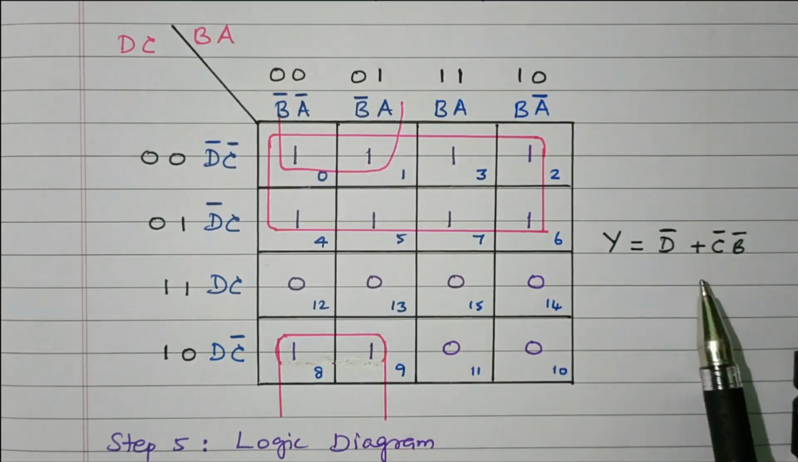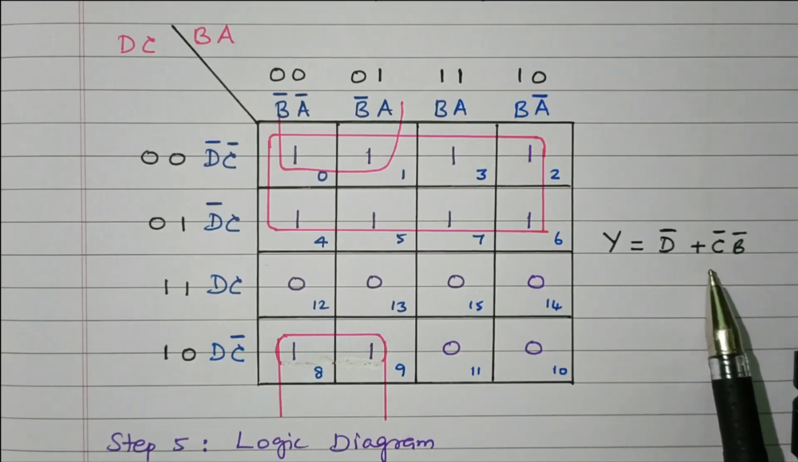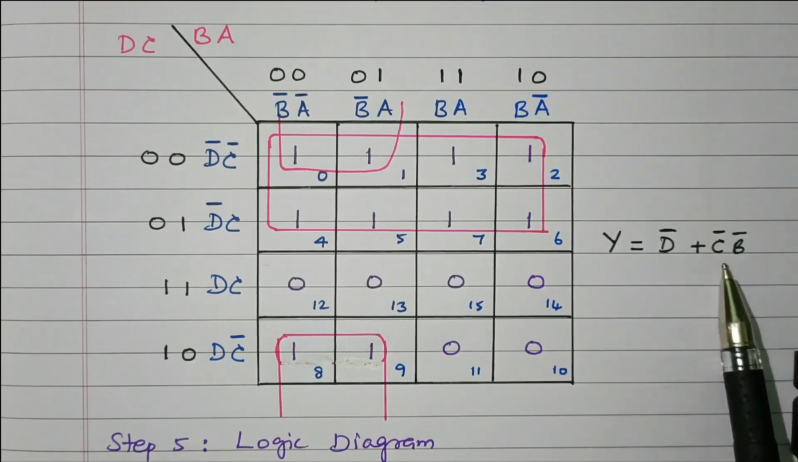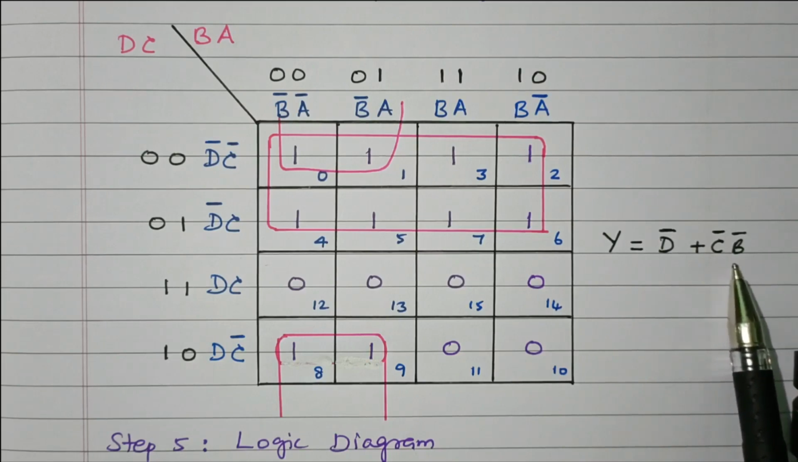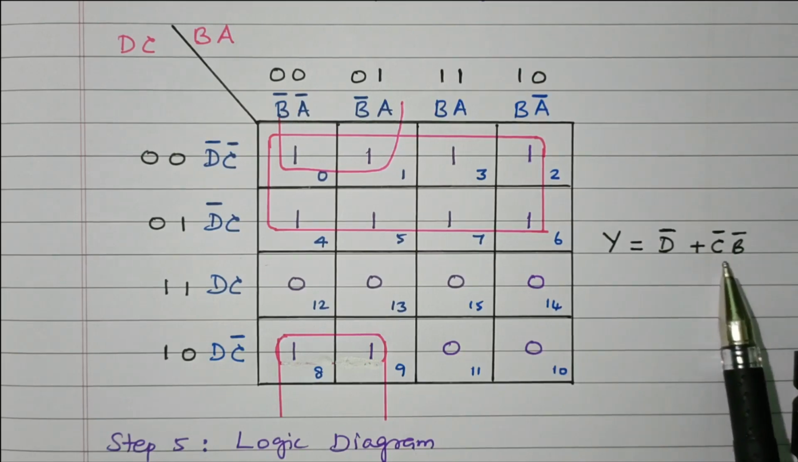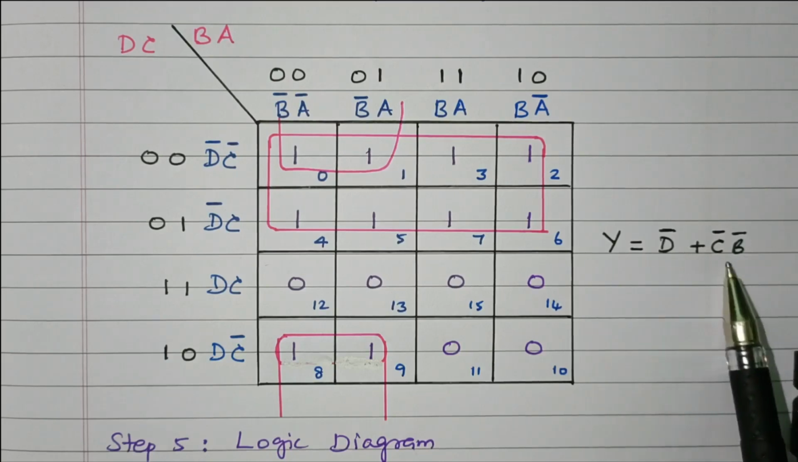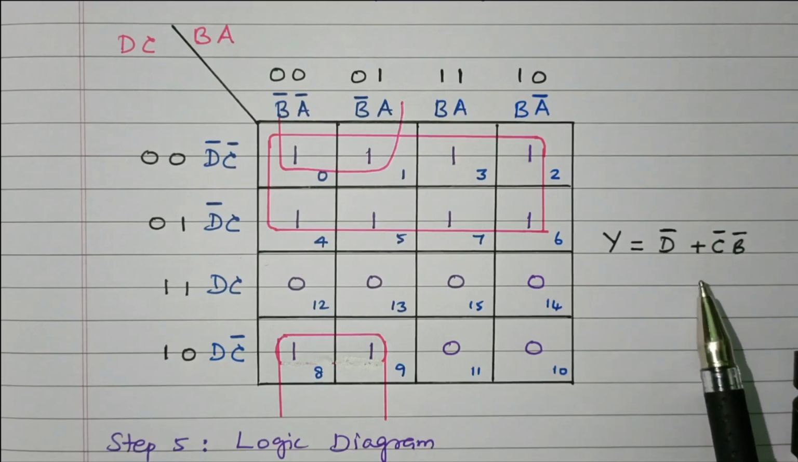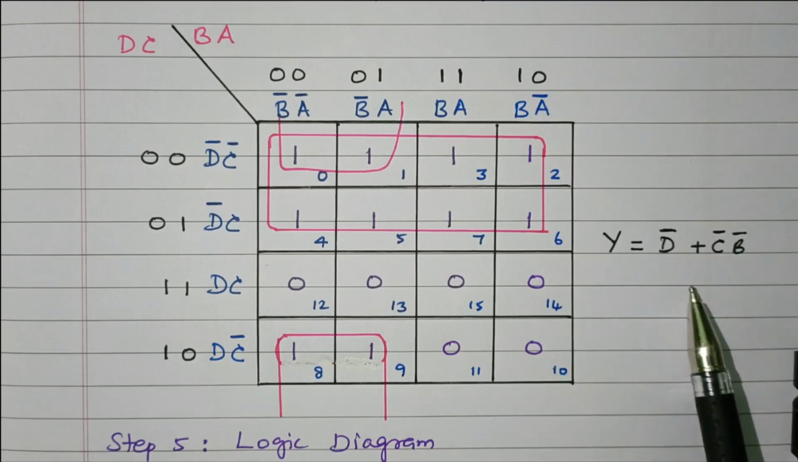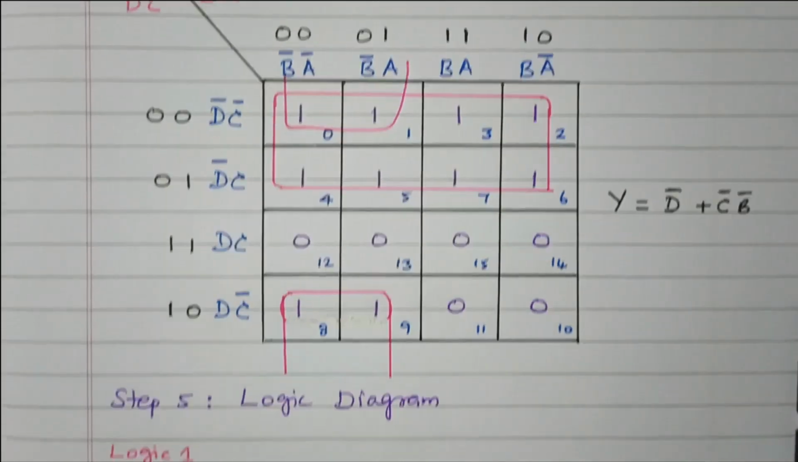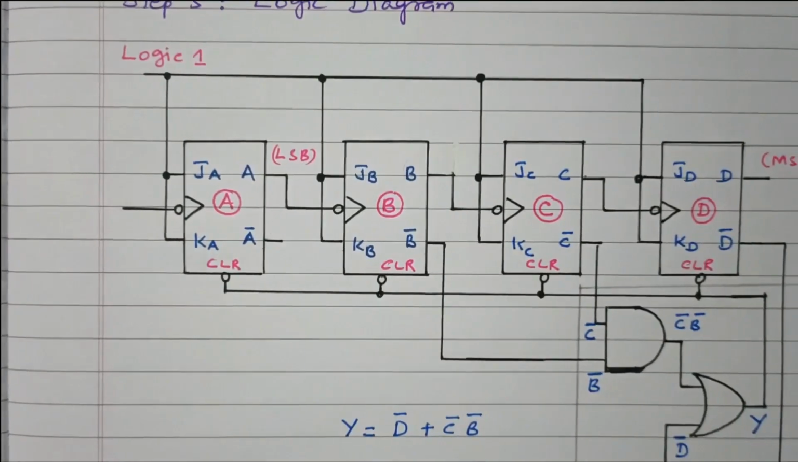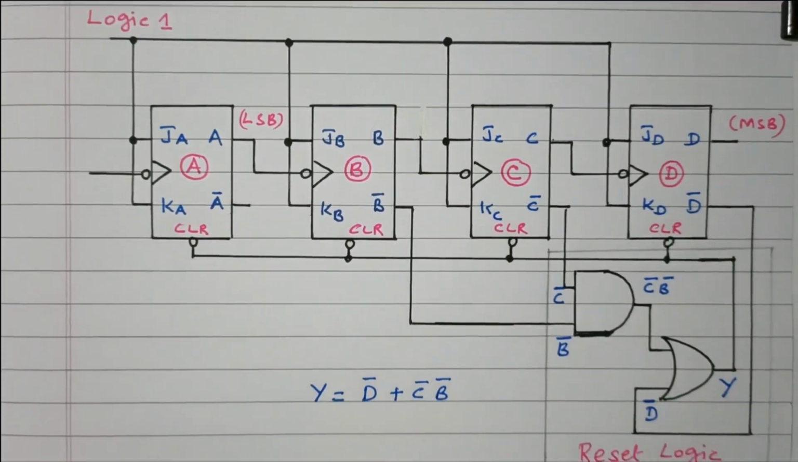So to implement this, we need one OR gate. For C bar and B bar, we need one AND gate. The AND gate will multiply C bar and B bar. By using one more OR gate, we can add these 2 terms. That is given as the reset of the 4 flip-flops. So that it will go from 0 to 9. When it goes to 10, it will reset the flip-flops. Again, it will start from 0. Now we'll see the logic diagram. So this is the logic diagram.